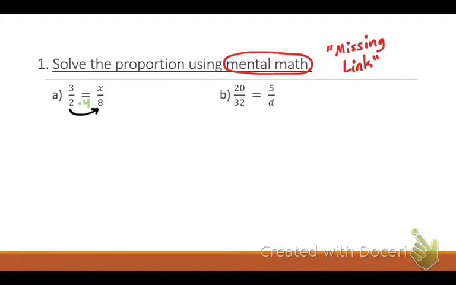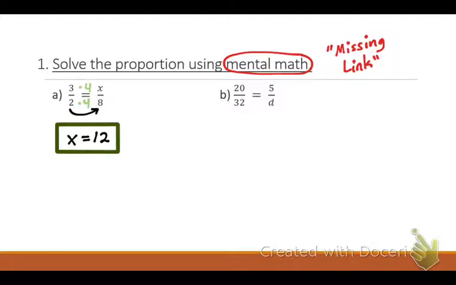If I multiply the bottom by 4, what do I have to do to the top? Multiply it by 4. You've got to do the same thing to be fair. So looking at the bottom, is this a true statement? 2 times 4 equals 8? Yes. Class, what's 3 times 4? 12. So guess what the answer is? 12. Beforehand, I showed you how to use cross products, and we got the same exact answer. But which way is faster, cross products or mental math? Mental math is so much faster. Let's go to the next one.